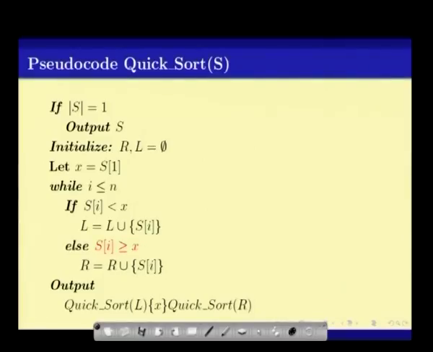So, here again we have the pseudocode of our quicksort, and again it was not very hard. We just split this set S into two parts, R and L. R contains all the elements which are less than x and L contains all the elements that are greater than x, and then we recursively sort L and then we output x and we recursively sort R.